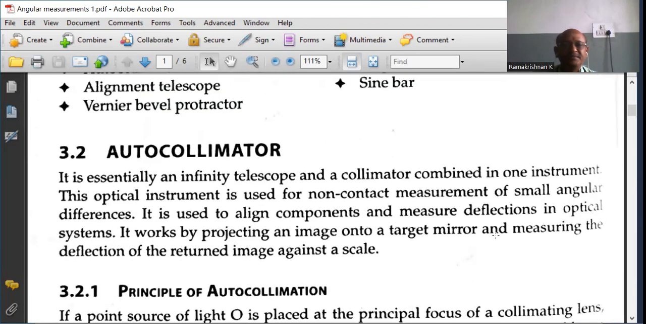Basically it consists of two elements. One is the telescope with eyepiece and the collimator. The two things are combined in one instrument. It involves measuring angles without any physical contact with the object. Here it makes use of an optical system, that is the light source, the collimating lens and a reflector. These are optical systems combined with the telescope.